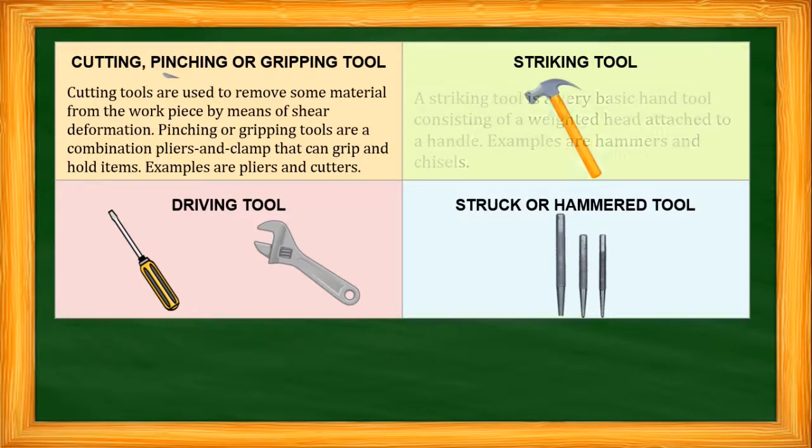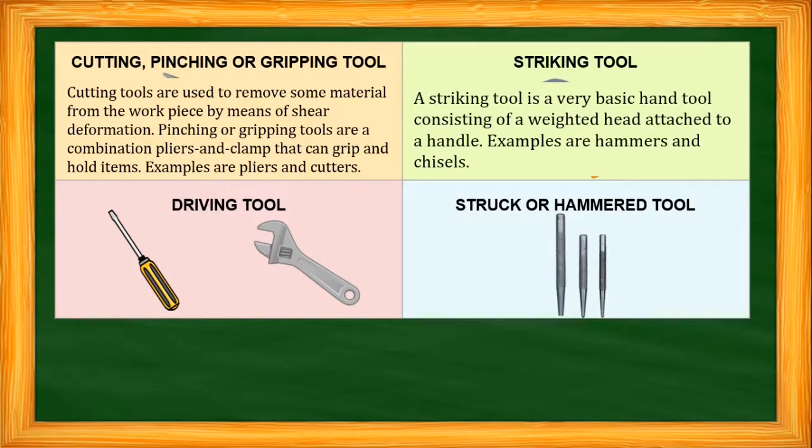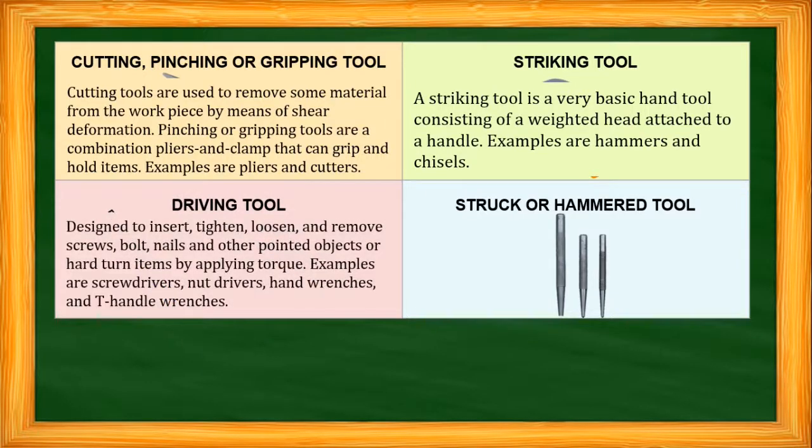The striking tool is a very basic hand tool consisting of a weighted head attached to a handle. The examples are the hammers and chisels. Driving tool is designed to insert, tighten, loosen, and remove screws, bolts, nails, and other pointed objects or hard-turned items by applying a torque. The examples are screwdrivers, nut drivers, hand wrenches, and T-handle wrenches.